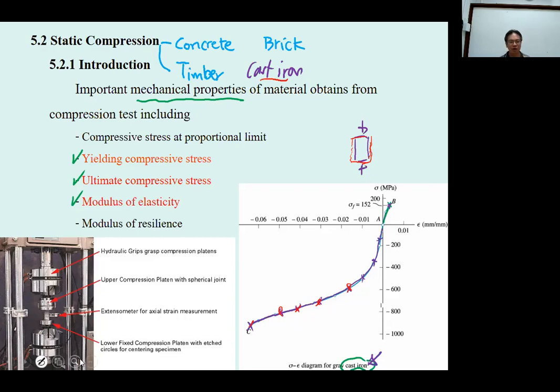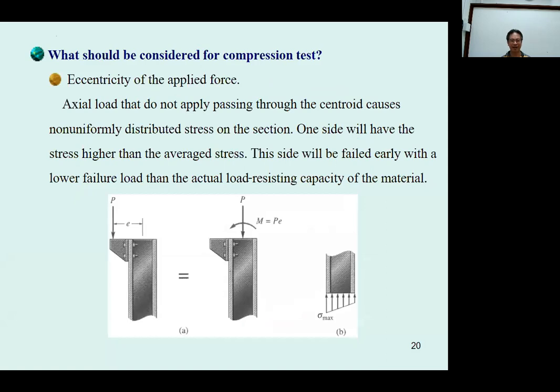And then if you notice the linear elastic portion of this, and if you determine the slope, that means you determine the modulus of elasticity, okay? Yes, the cast iron has the same E, not only when we test in the tension but also when we test in the compression. Okay, then we come to the factors that we have to consider when we do the compression test.